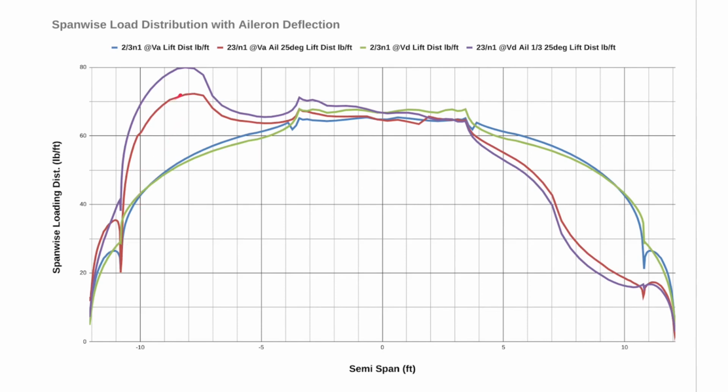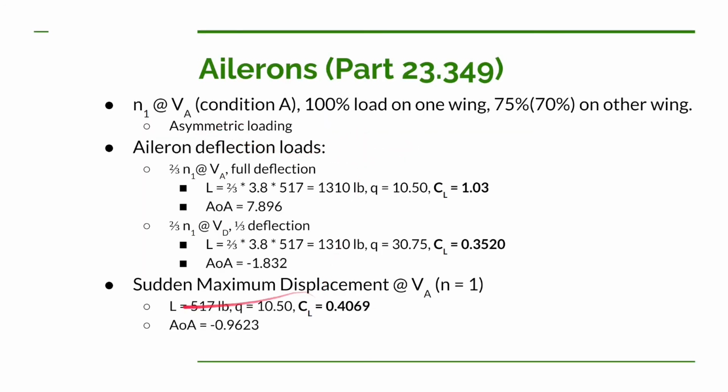So this is just getting the spanwise part. We really still need to look at the chordwise distribution to be positive that we have the correct maximum loading on our control surfaces. So we still have a little more work to do. And then the last thing to look at is this maximum sudden displacement. And again, that's with our load factor of 1, but at our maneuvering speed. So take a quick look at that.